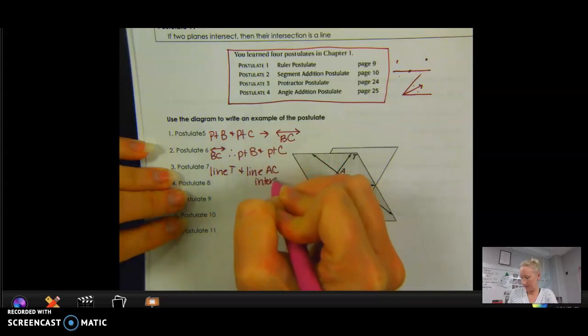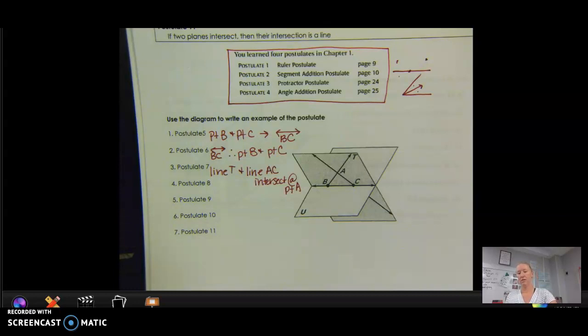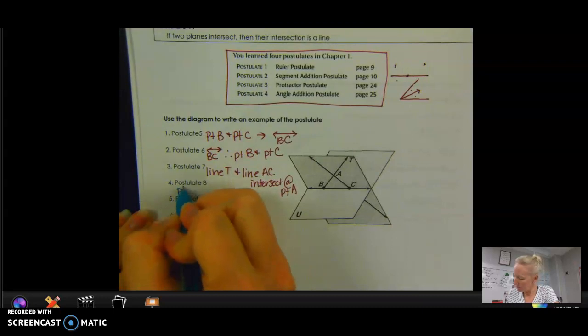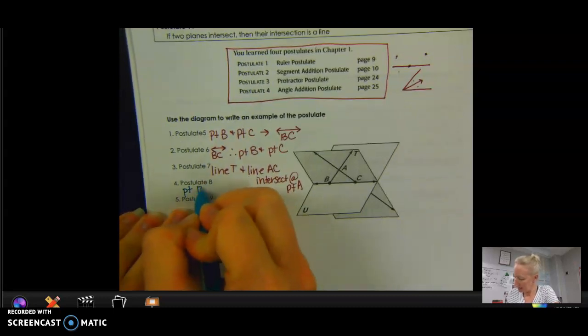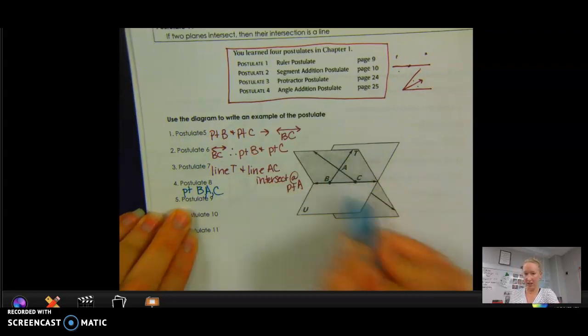Intersect at point A. All right. Postulate 8 states through any 3 non-collinear points, there exists exactly one plane. So we have points B, A, and C that make that shaded plane.